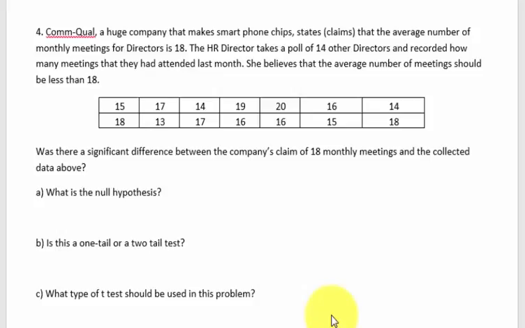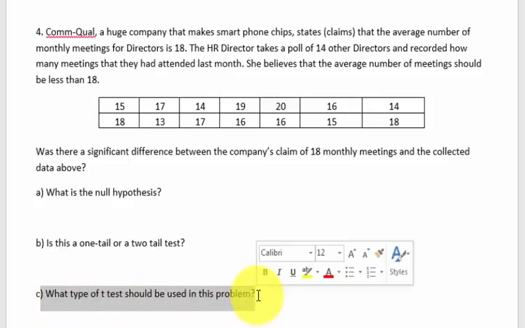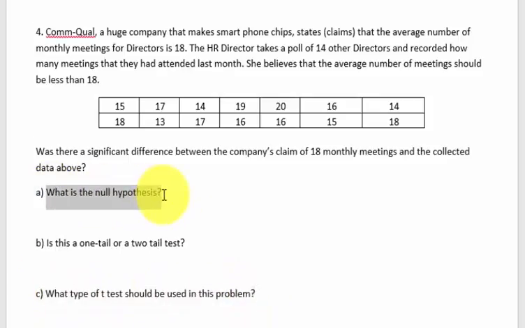Question 4. This is going to be a one sample t-test because an individual sample is being tested against a stated population mean. So that answers question C right off the bat. This is going to be a one sample t-test. The null states the same as always: there's no difference between the sample mean and the population mean.